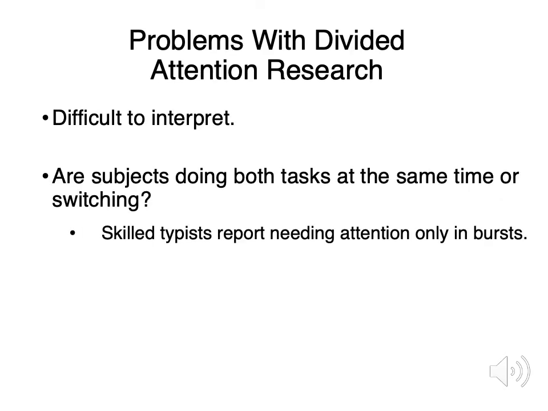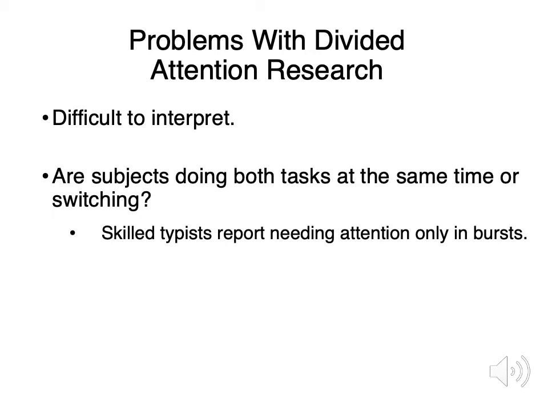Divided attention research results are hard to interpret. Are the subjects doing both tasks at the same time, or are they simply switching? We don't know if subjects are doing them at the same time or just switching.